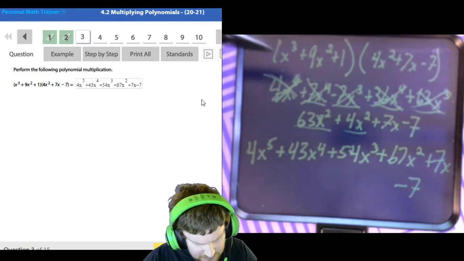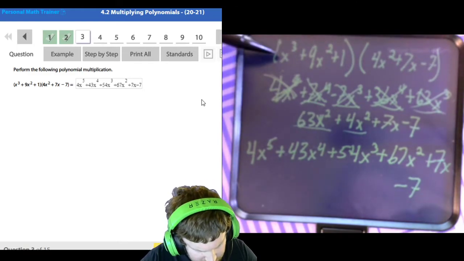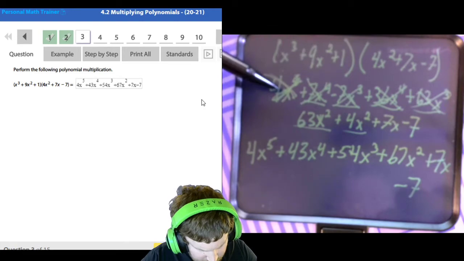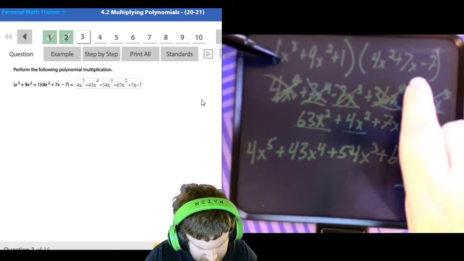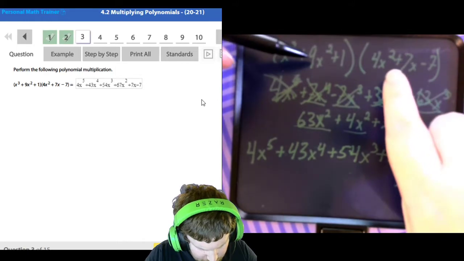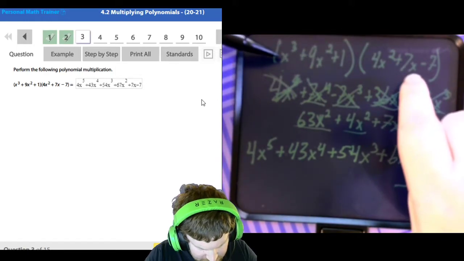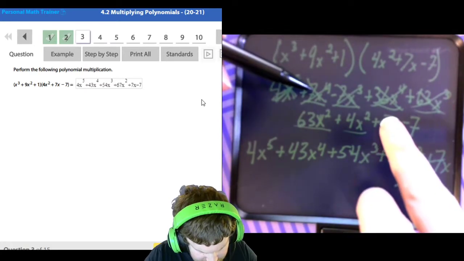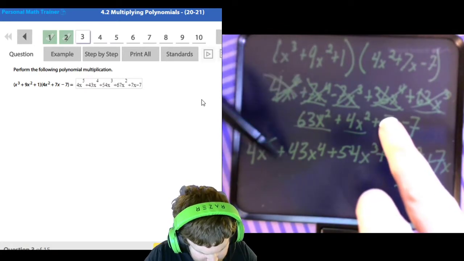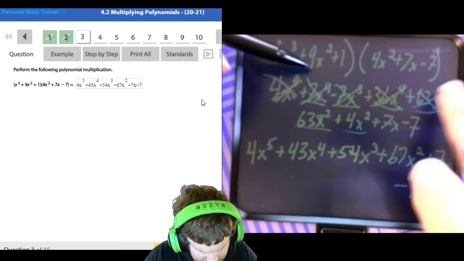Apparently we made a mistake. Let's go back and double check. I've got 4x to the fifth, 7x to the fourth, 36x to the fourth, and 7 and 36 is 43. Okay.